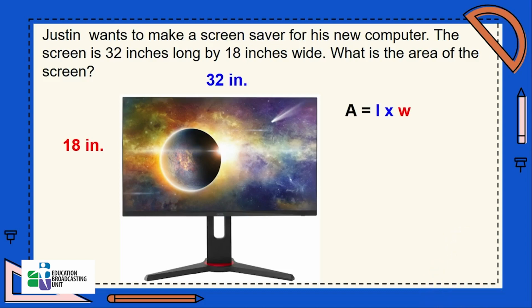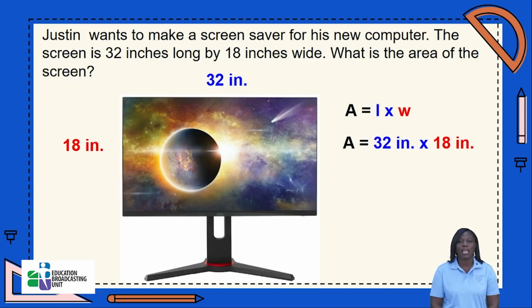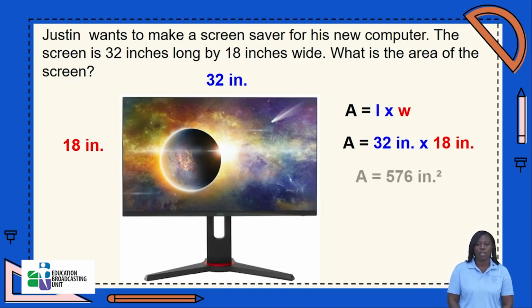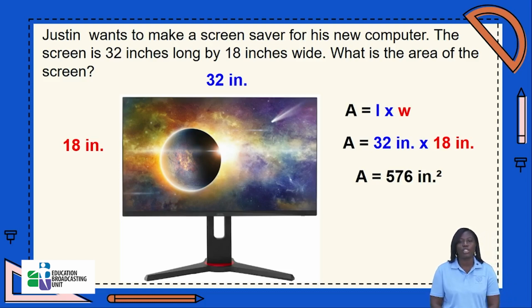Using the area model, we will multiply the length by the width. We will multiply 32 inches times 18 inches, which gives us the total area of 576 square inches. And there you have it. Finding the area. Wasn't that easy?